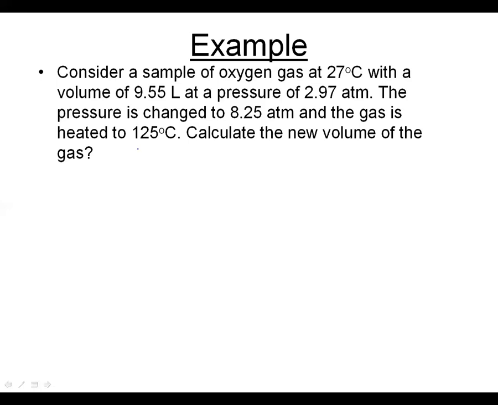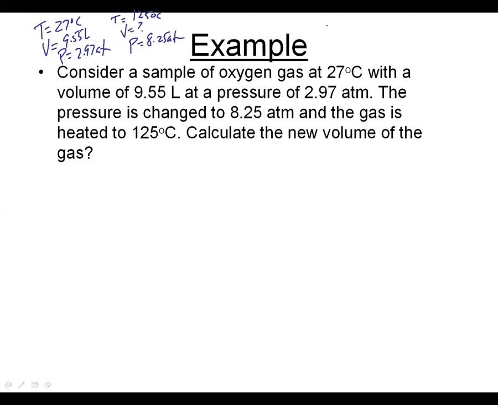All right, so let's take a look at this one here. So again, if we go just pulling the information out, we have a temperature that's 27 degrees Celsius. We have a volume that is 9.55 liters, and we have a pressure that is 2.97 atmospheres. We have another pressure of 8.25 atmospheres. We have another temperature, 125 degrees Celsius. And we are looking for a volume.